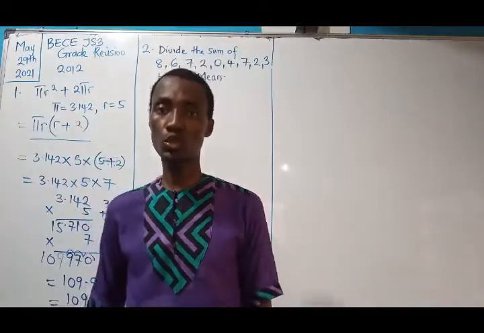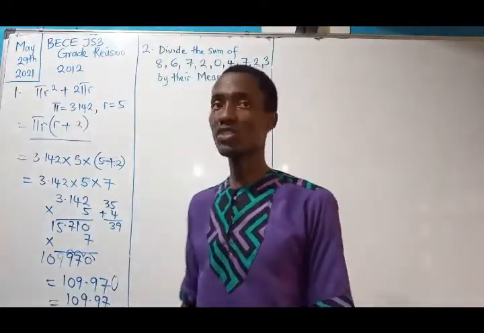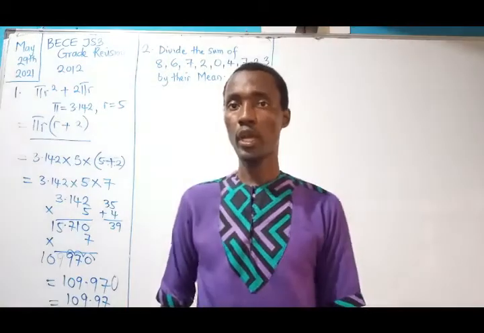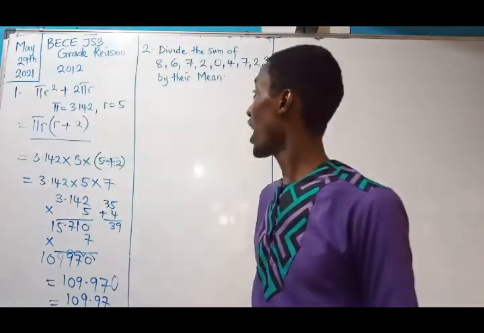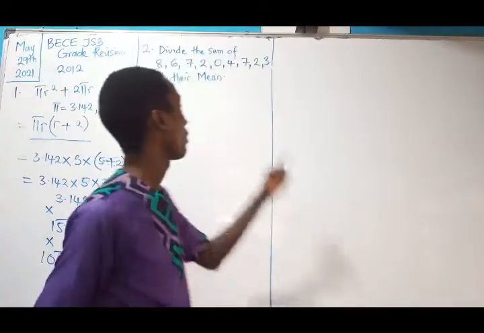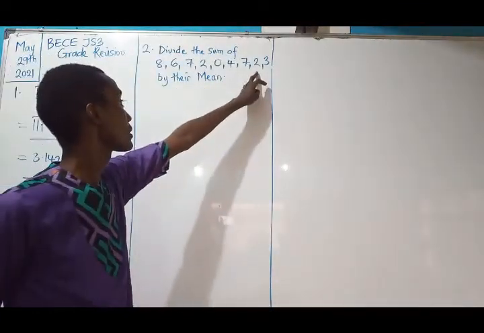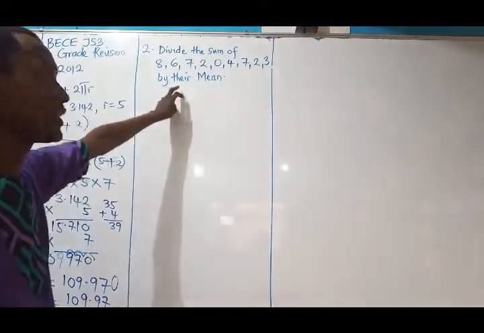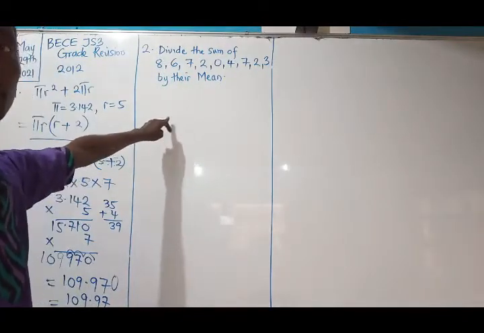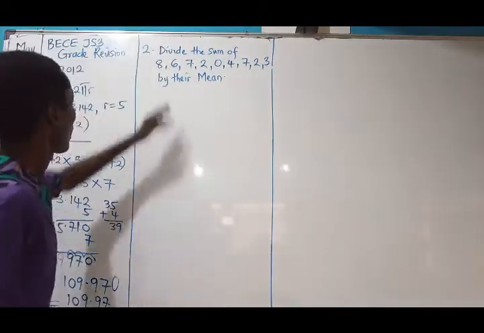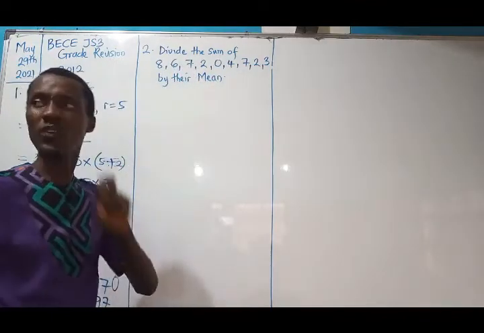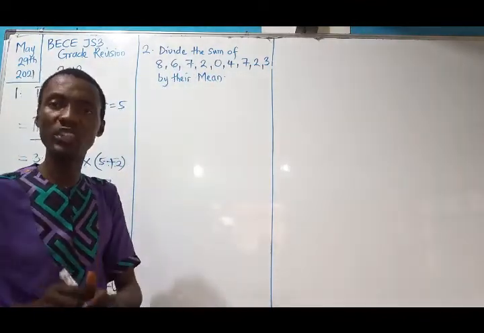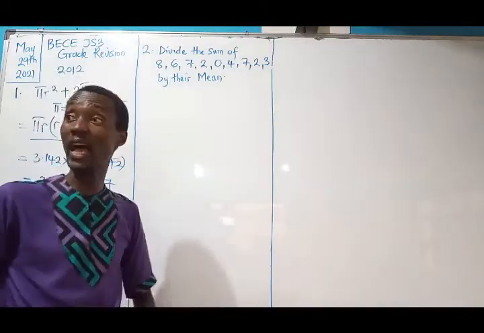And that's all for question number 1. Alright, we'll look at question 2. In question 2, we are told to divide the sum of these numbers by their mean. So first of all, we need to look for their mean.